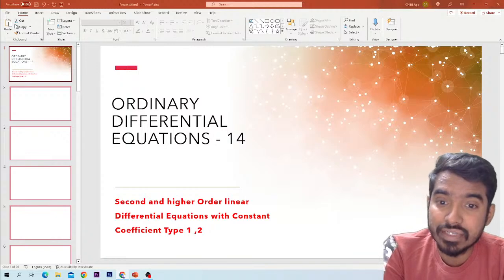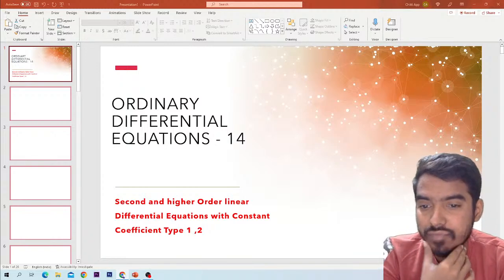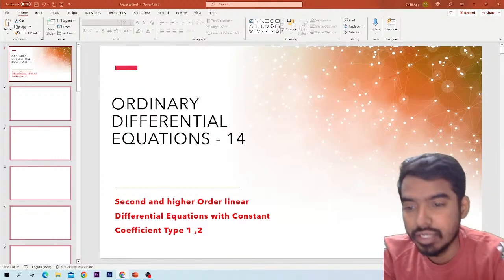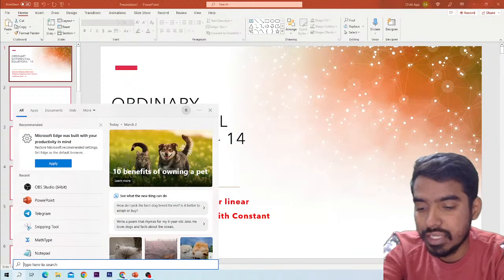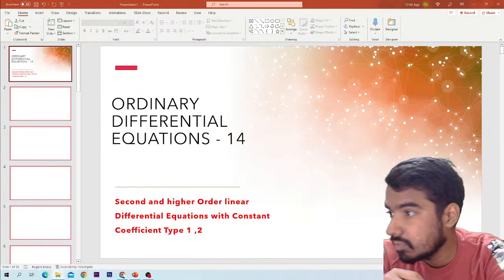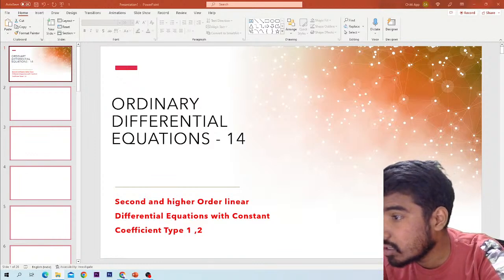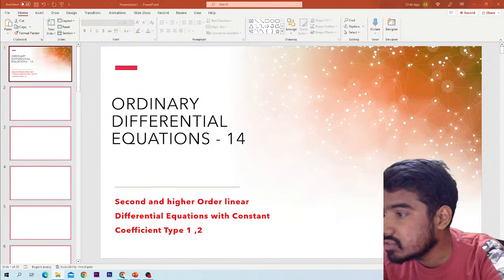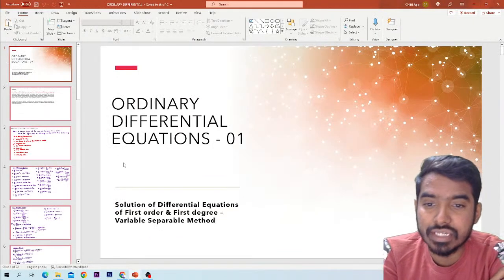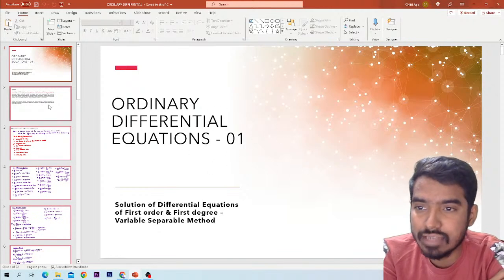We are in the 14th lecture of ODE, where we're going to move on to the second topic, which is second and higher order linear differential equations with constant coefficients. In the very first class of ODE, I gave you the syllabus. We have completed one topic, which is solving a differential equation of first order and first degree. This is the notes of the very first class.